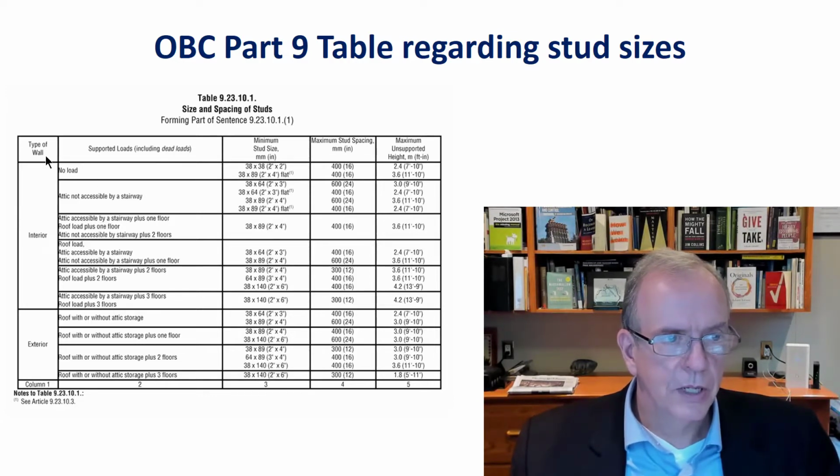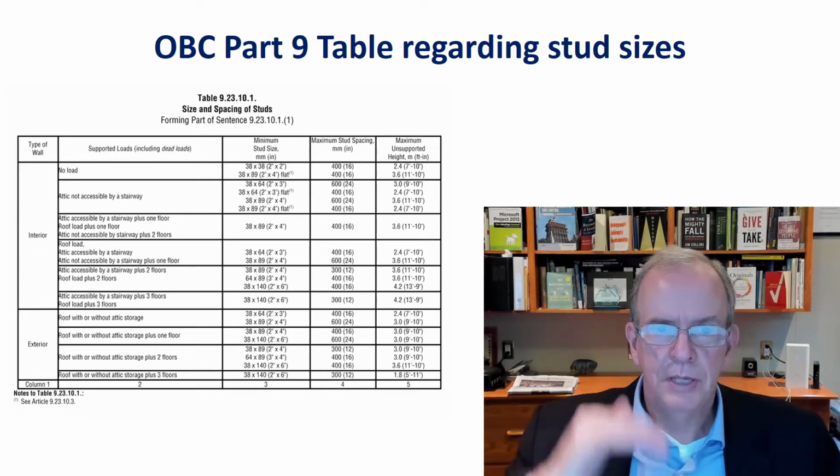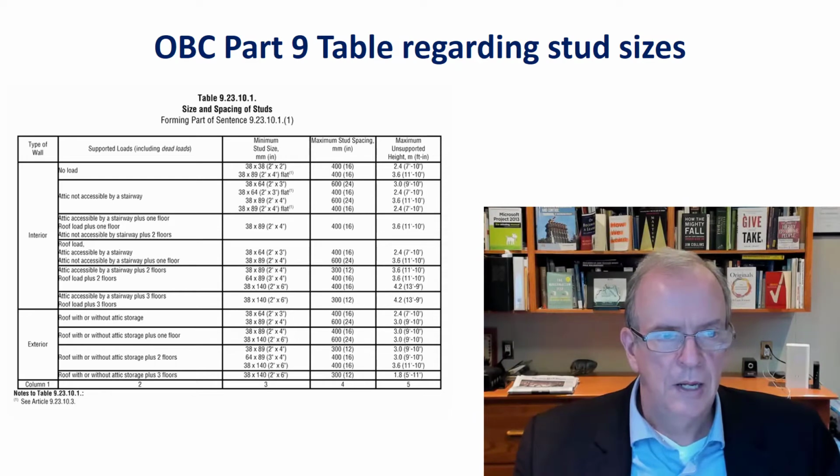So this is just looking at non-load bearing walls, and sizing for them. Maximum stud spacing, and just remember 400 millimeters is 16 inches, and 600 millimeters is 24 inches on center. Maximum unsupported height: when they say maximum unsupported height, they're talking about how far it goes from plate to plate. So from plate to plate, unsupported height between the members.